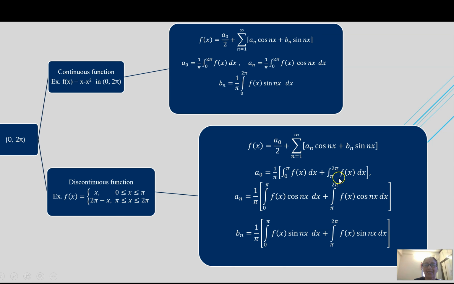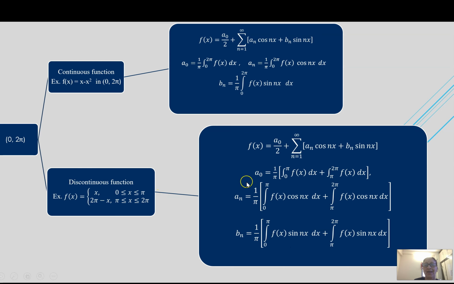So in this second integral, f(x) will be 2π minus x. In the same manner, here you have to use a_n equal to 1 by π integral 0 to π f(x) cos nx dx plus integral π to 2π f(x) cos nx dx, and b_n equal to 1 by π integral 0 to π f(x) sin nx dx plus integral π to 2π f(x) sin nx dx. So these are the formulae to find a_0, a_n, b_n for a discontinuous function.